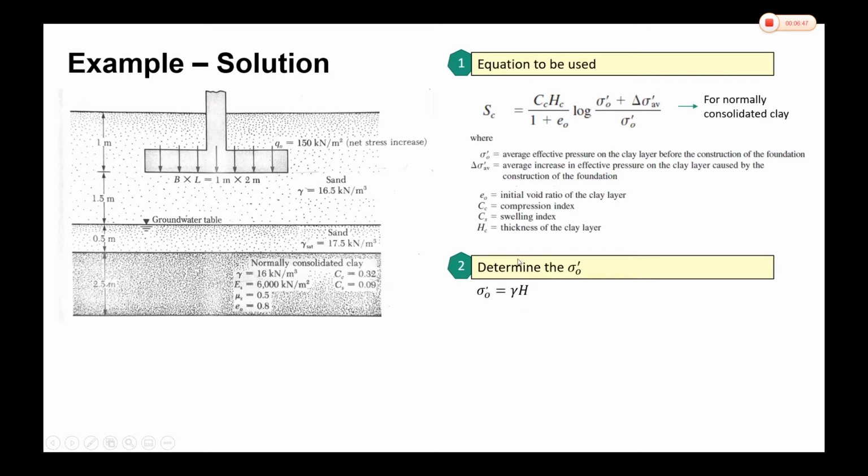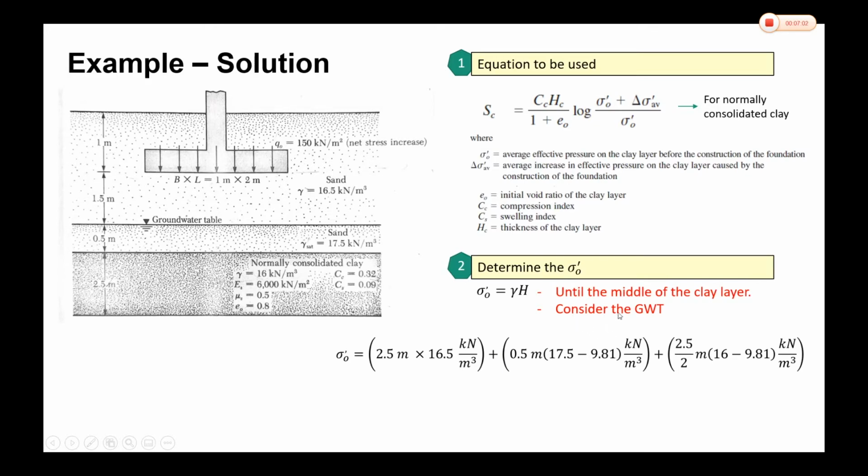So it's basically by using this equation, which is the unit weight times the thickness for each layer. So we will determine it until the middle of the clay layer. So that is how we will do it. And we need to consider the groundwater table. So you can see here that we have this equation. Okay, so this is for layer number 1.